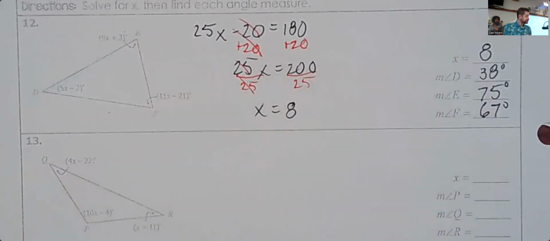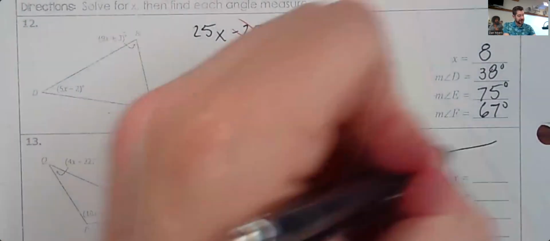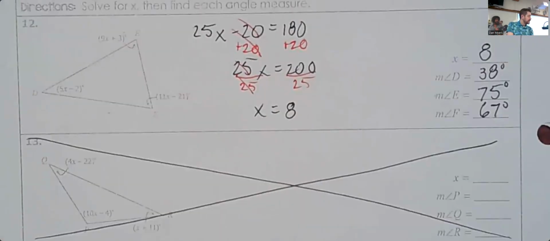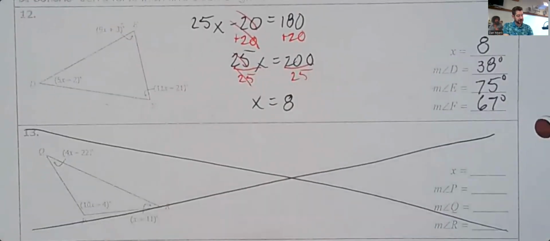So we're good. Cross off number 13. We're not going to worry about that one. Also cross off number 15. We're not going to worry about that one. We are going to do 14 though.